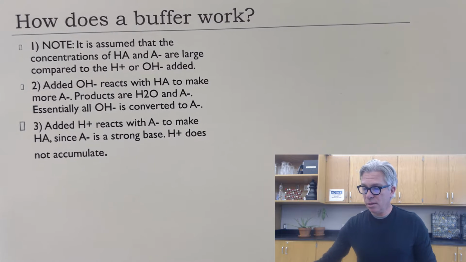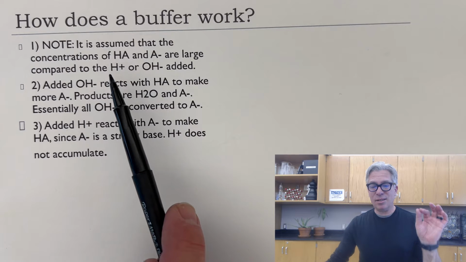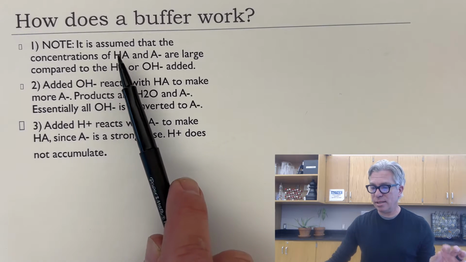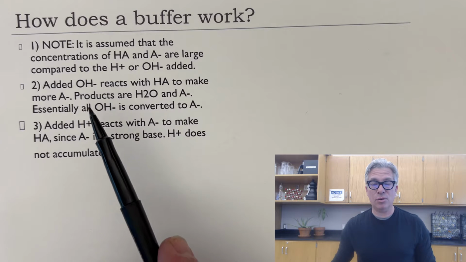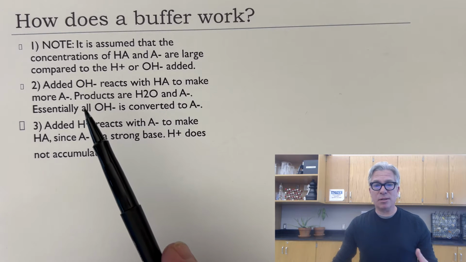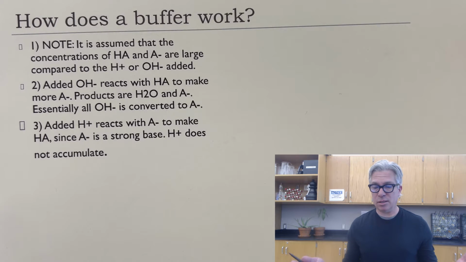So I put this in words on the next slide, so take a moment and check it out if you want. Note, it is assumed that the concentrations of the weak acid and its conjugate are pretty large compared to the acid or base that you add to it. No buffer is perfect. There's something called a buffer capacity, how much it can hold before it really gets destroyed.